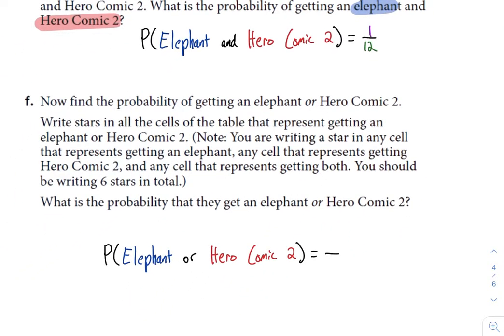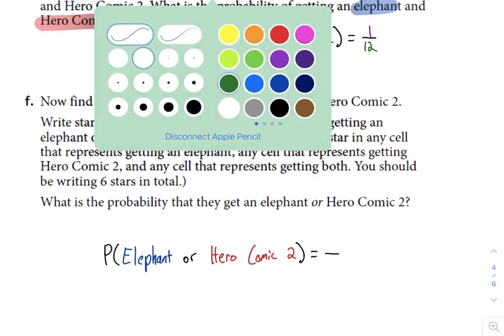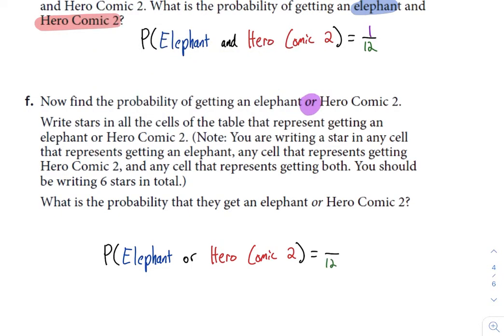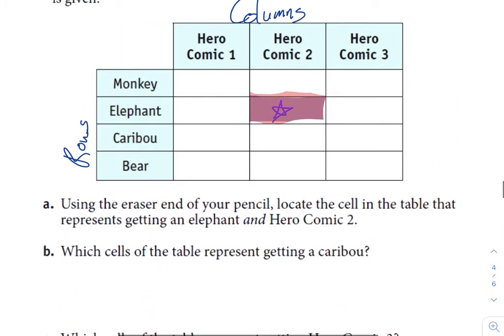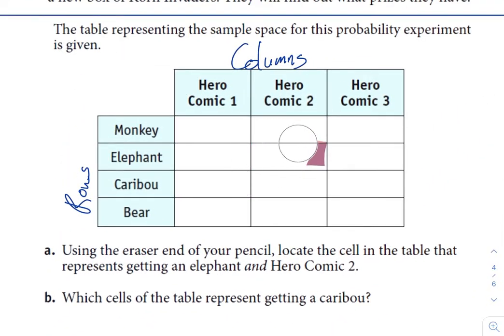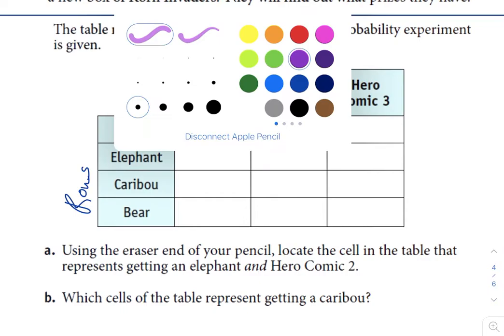Now for part F, it's going to be the same thing, but instead of and, we're going to do or. So either an elephant or Hero Comic 2. Now what's not going to change is that there are 12 possibilities. That table isn't changing. They kind of give you a little hint here. I'm not going to read that, but if you want, you can. So what we want to do is now count how many there are that could be either elephant or Hero Comic 2.